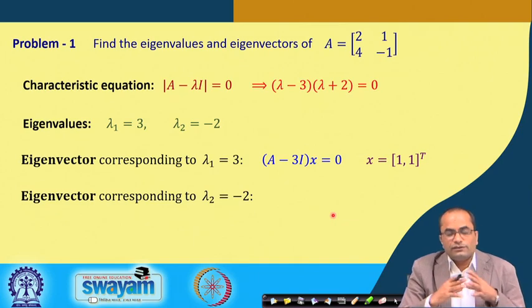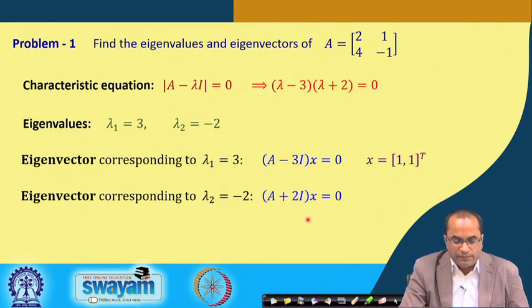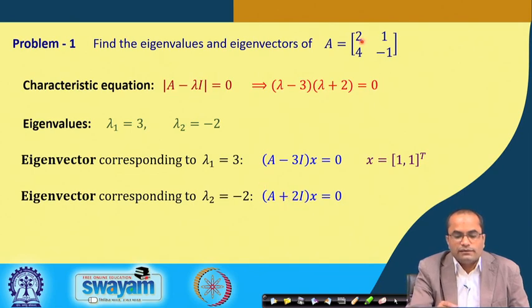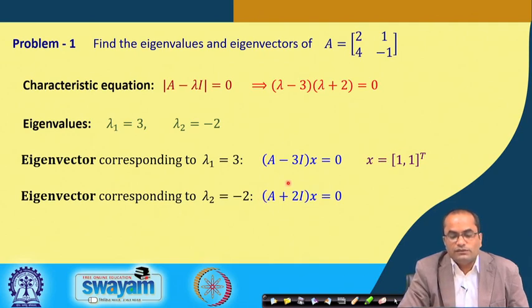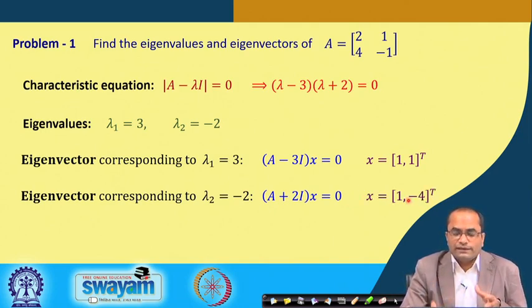Similar steps we have to repeat now for lambda 2 is equal to minus 2, and maybe I can skip that. Here we have A plus 2 I now. So, this 2 will be added to the diagonal entries. So, we will have A plus 2 I as the matrix 4 1 and 4 minus 1, and from there we can again get one vector here, 1 minus 4, but any multiple of this will also be an eigenvector. So, by solving the equation A plus 2 I times x is equal to 0, we got the other vector here, which is 1 and minus 4.